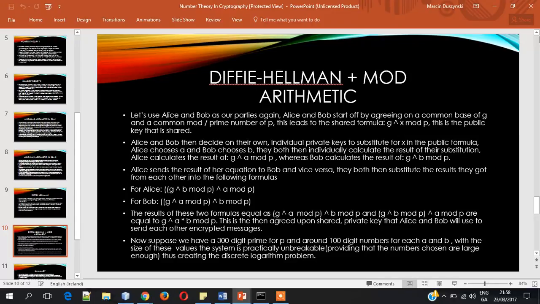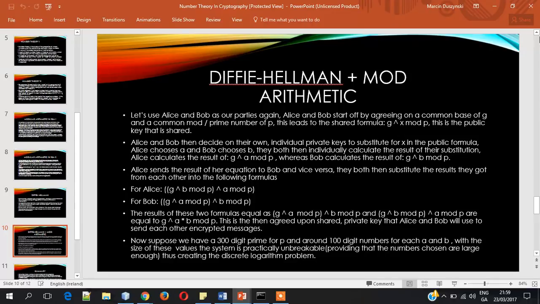They both then individually calculate the result of their substitution: Alice calculates the result of G to the power of her private key modulo P, whereas Bob calculates the result of G to the power of his private key modulo P. They both send the results to each other and fit them into their formulas. Alice takes the result Bob computed with his private key and raises it to the power of her private key, so to the power of A modulo P. Bob does the same: he takes Alice's result and raises it to the power of his private key, so to the power of B modulo P.